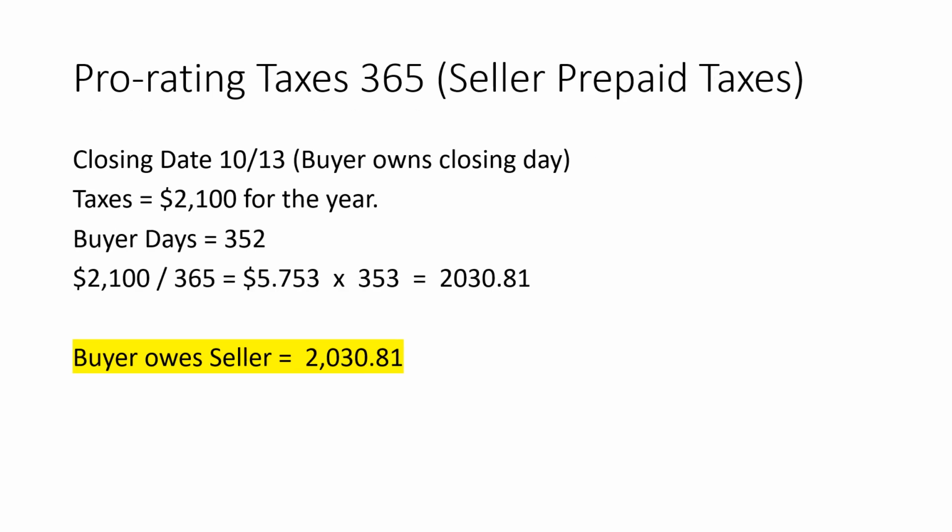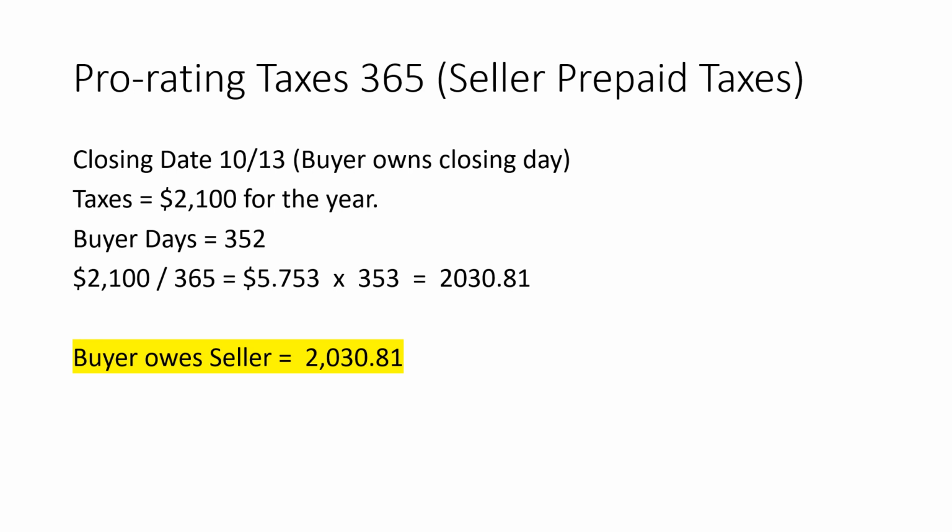Okay, this is basically the same problem or the same question. It's just this time the seller's already paid the taxes. So that means the buyer is going to owe the seller for the amount of year that the buyer's living in the house that the seller already paid the taxes for. Okay, closing date is 10/13 and buyer owns a closing day. Taxes are $2,100 for the year.